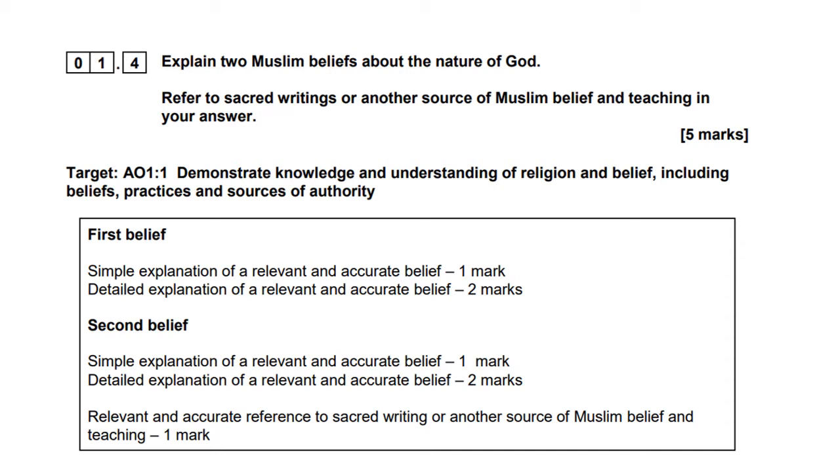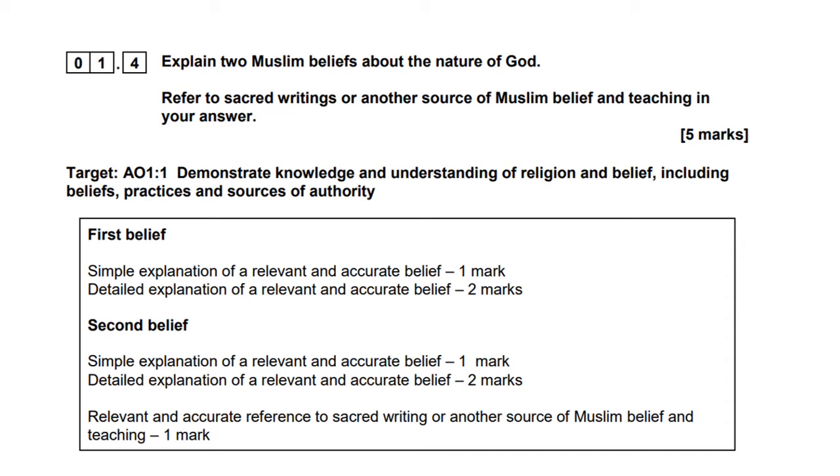but you're going to get your 2 marks for one detailed explanation of a relevant and accurate belief, in this case, or teaching, and then you're going to get your second lot of 2 marks for another detailed explanation of a relevant and accurate belief or teaching. And then, as you know, as you guys are very confident in doing, you get your 5th mark for a relevant and accurate reference to a sacred writing.